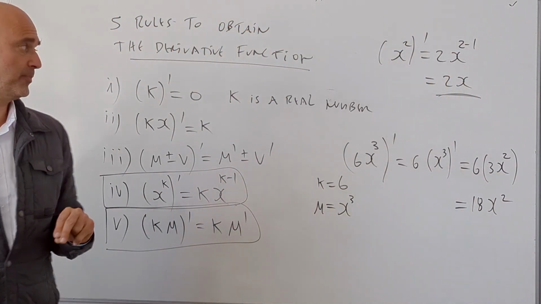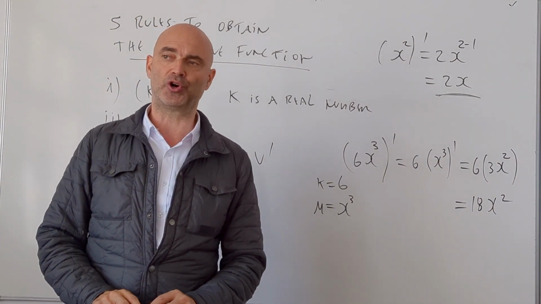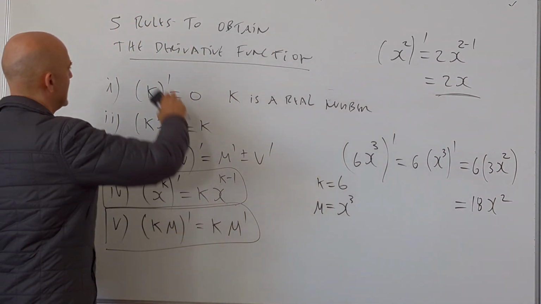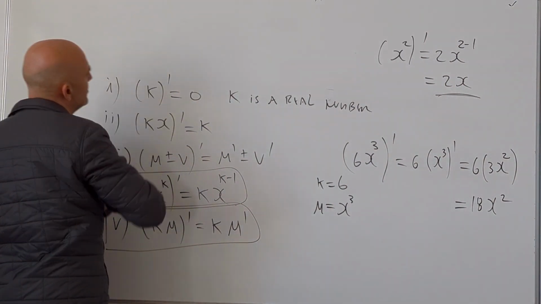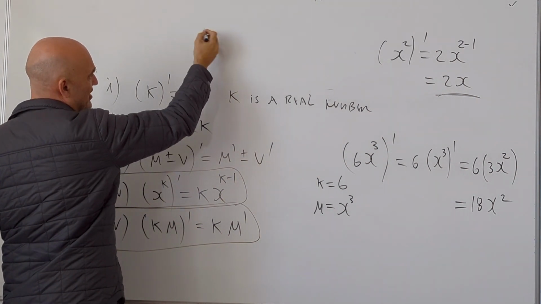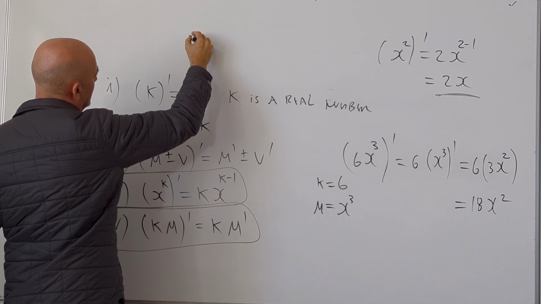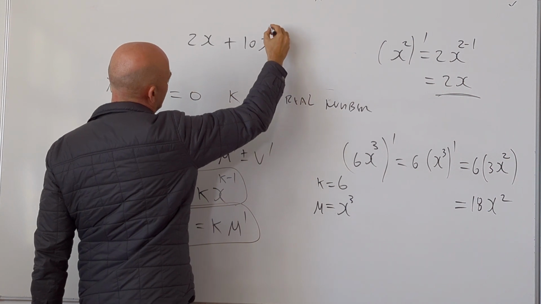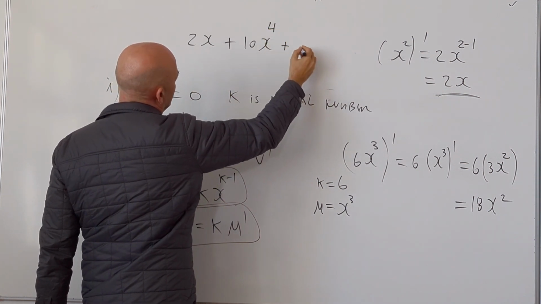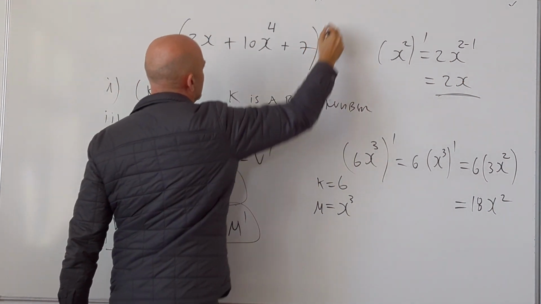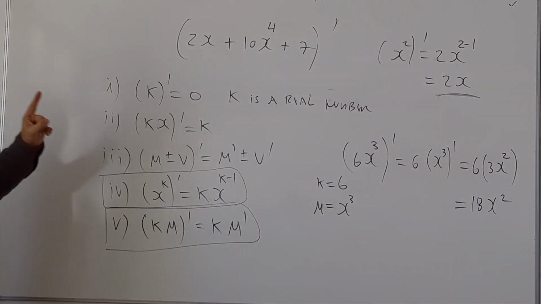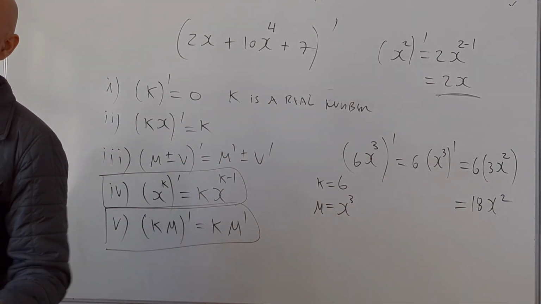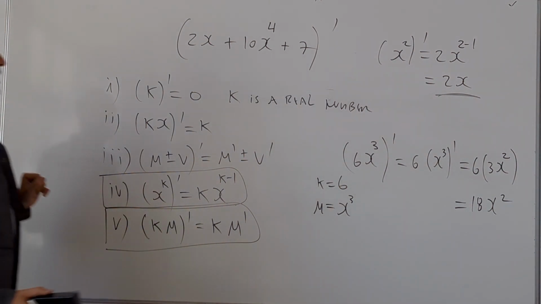Let's do only one example to finish this very short review about the 5 rules that you need for the exercise. So let me put here one example. For example, I want the derivative function of 2 times x plus 10 times x with exponent 4 plus 7. So how do I calculate here this derivative, the derivative function of this polynomial? How do I do that? I need to apply all the rules. Here I need to apply all the rules.